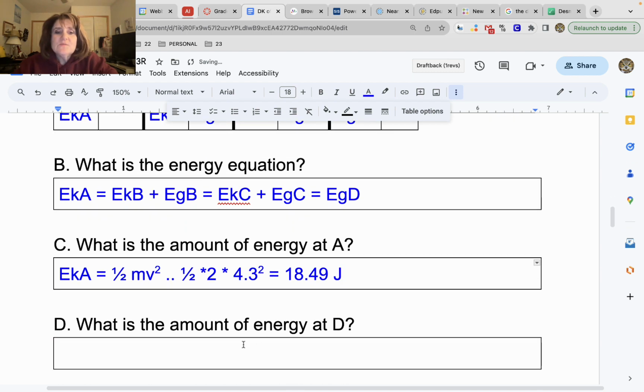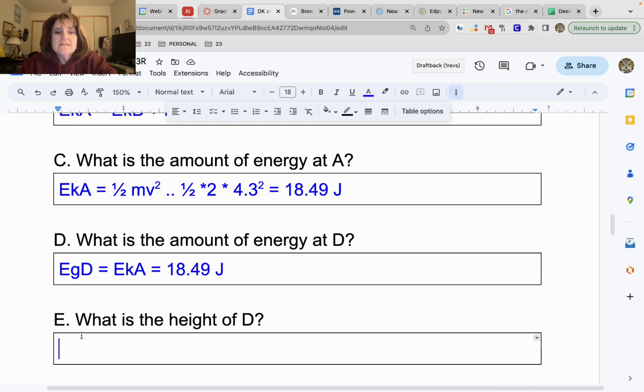Part D says, what is the amount of energy at D? Okay, look at your energy equation. EgD is equal to, go way back to the beginning, EkA. EgD is equal to EkA, which is equal to 18.49 joules. Once you know the total at any one location, you know the total at every location.